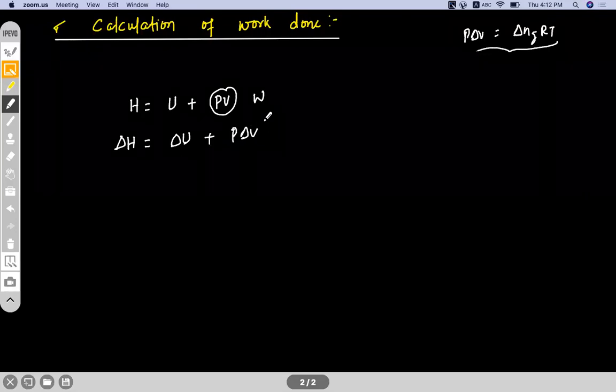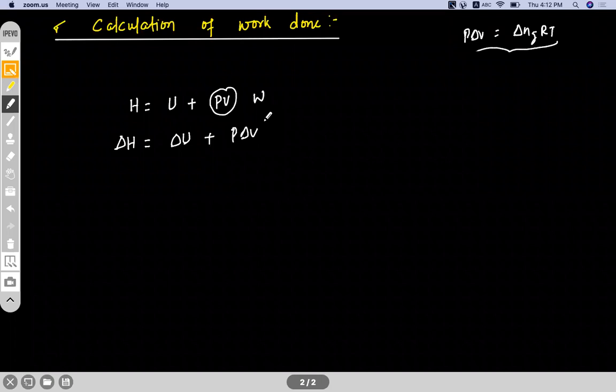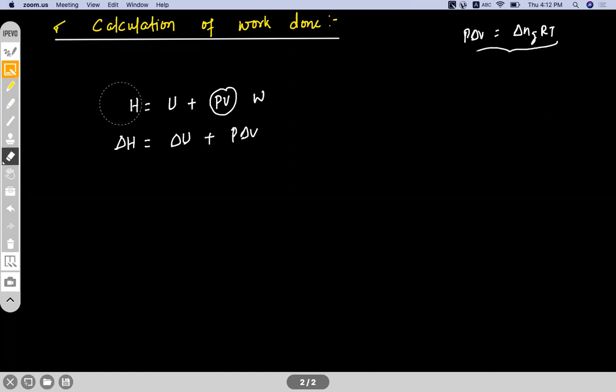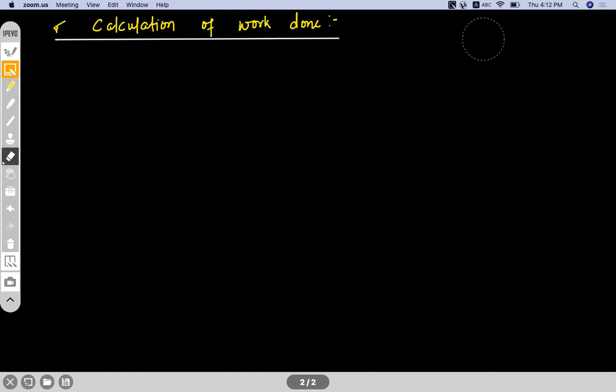Understood this point? So slight change we have over here, not work done. We get confused because we know PV is work done, so it should be minus P delta V. We know it's not like that. It's H is equals to U plus PV, and hence we have the formula. I hope it is clear now. Okay. Shall we start now?